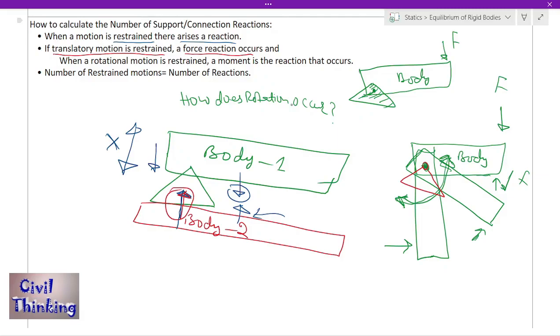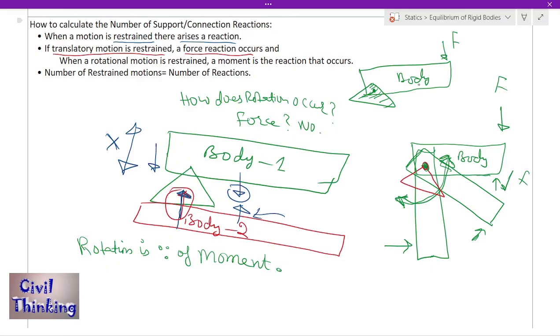Is rotation because of force? No, rotation is because of movement, okay.